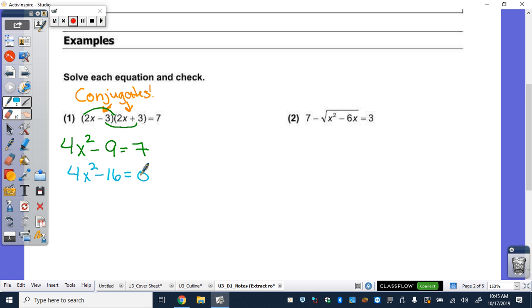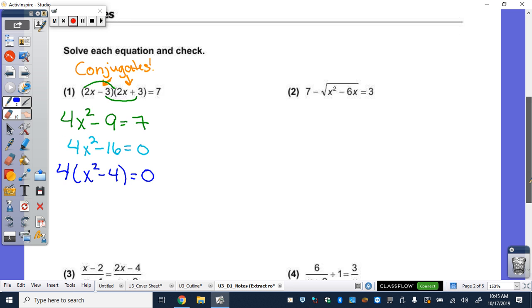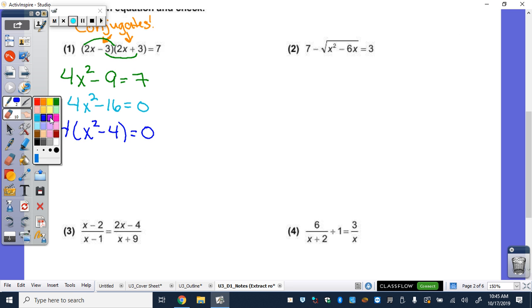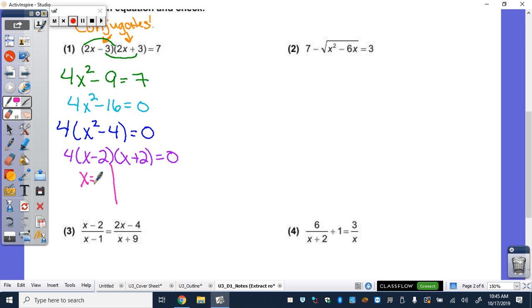So do we have a GCF? 4. So pull out that 4. So I'm left with 2 terms now, x squared minus 4. Is that going to be a difference of squares? Yes. So it's going to be x minus 2, x plus 2. And then remember with factoring, we set them equal to 0 and solve for x. So we end up with positive 2, and we end up with a negative 2.